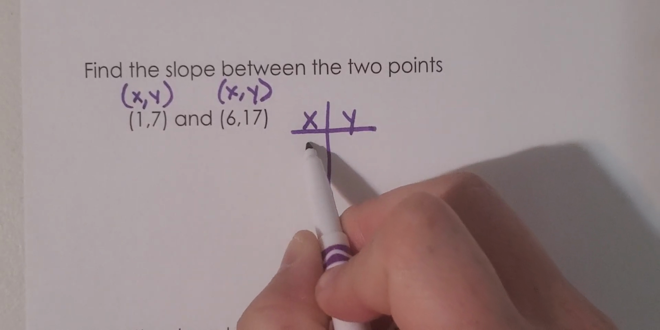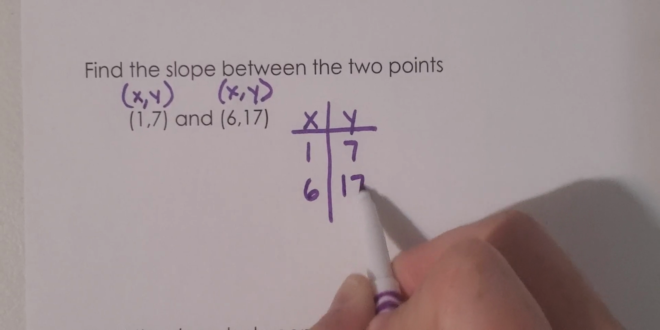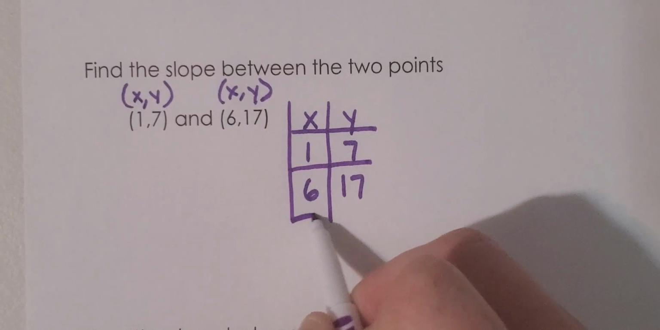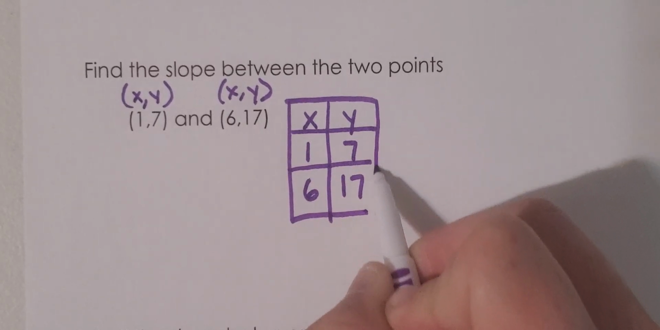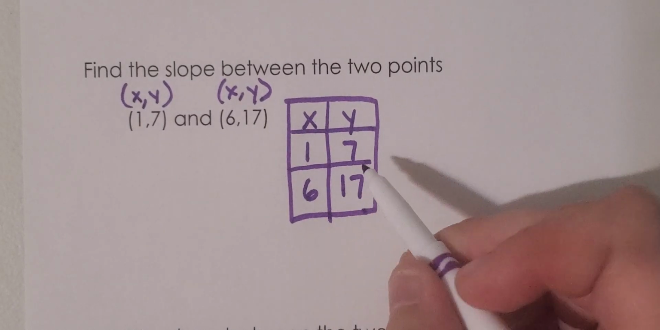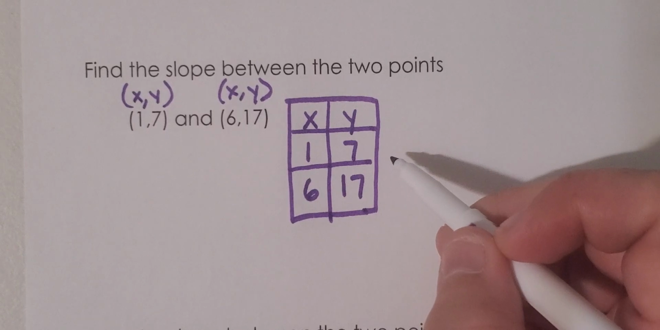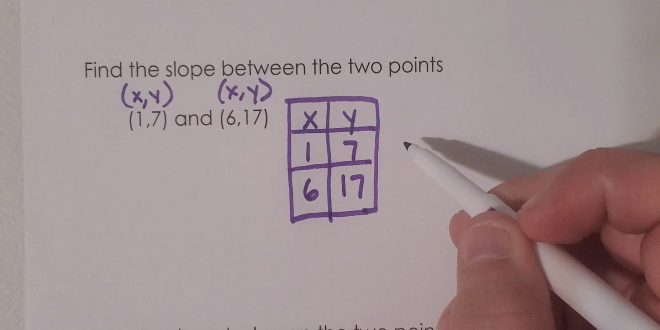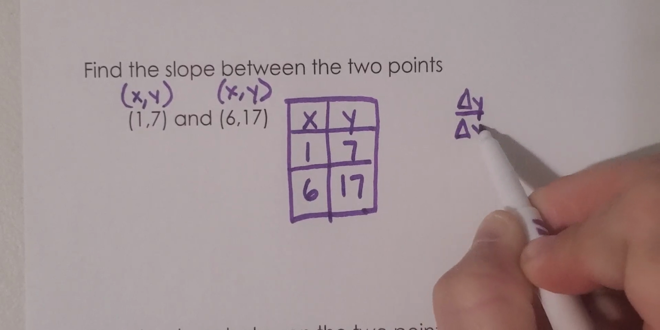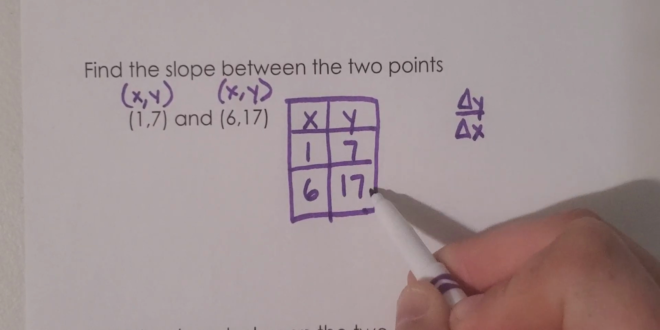So my first point is 1, 7. My second point is 6, 17. I can go ahead and make it look like a table if I wanted to, or just forget about the lines. So when we do our rise over run, or our change in y over our change in x, we're going to figure out how to go from the 7 to a 17.